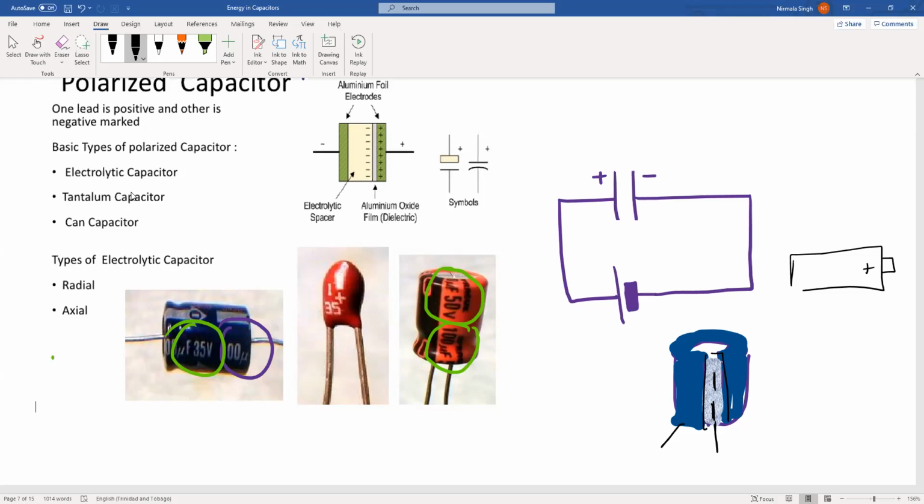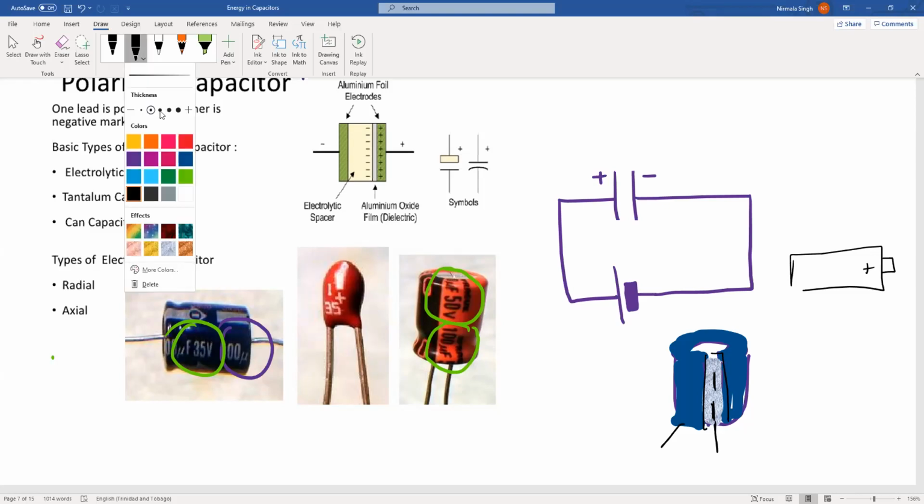Okay, so let's go back and read basic types of polarized capacitors. We have electrolytic, we have tantalum, and can capacitors. I have no idea what these are. I have never seen them in my life. I should probably look it up and see what they look like. Never seen them, ever.